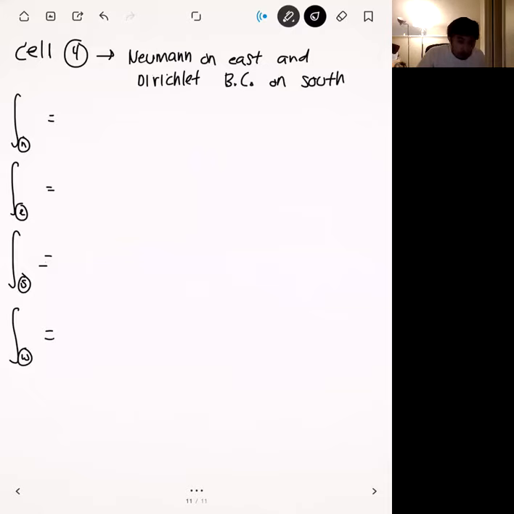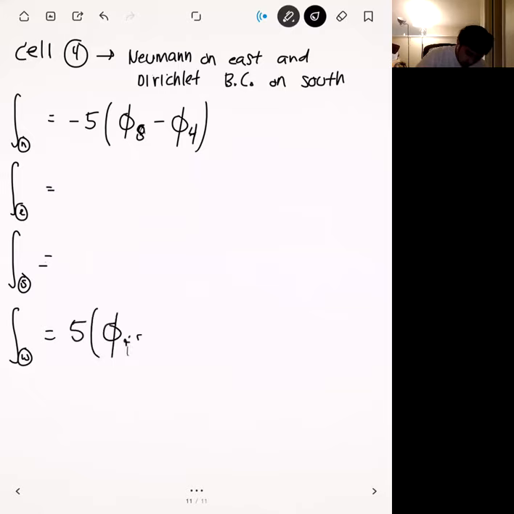And so let's do the north integral. We're going to have a minus k, minus 5, times phi sub 8, which is the north neighbor for cell number 4, minus phi 4. Then our west integral here is also unchanged. So we're going to have a positive 5 times phi 4 minus phi 3. And so those don't change. But what's going to change here are the east and the south integrals, because those are where our boundary conditions are, right?